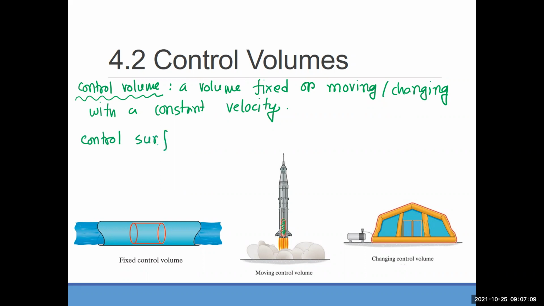Now, the next topic with the control volume is control surface. Okay. So just from the name, can you tell me what is the control surface actually?